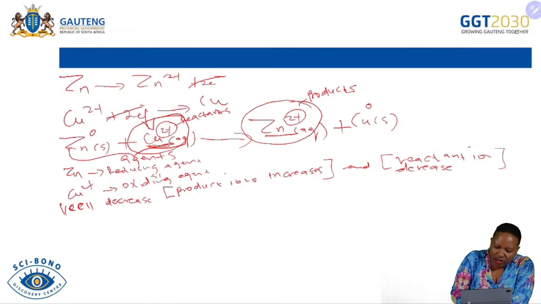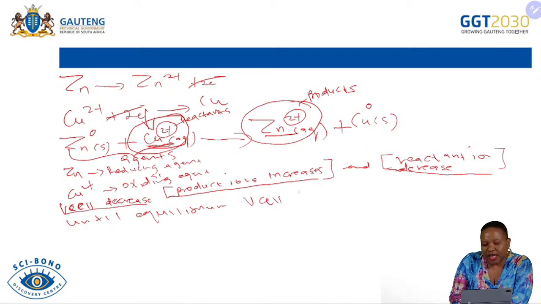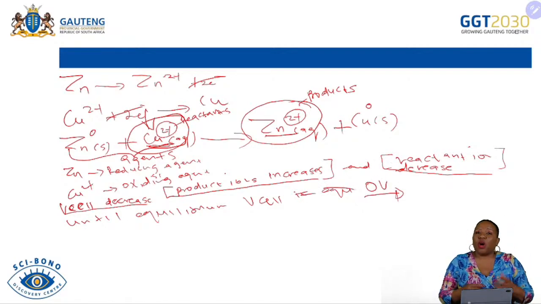So the V cell will decrease as the product ion increases and the reactant ion decreases, until the cell reaches equilibrium, and we say the V cell is now 0. That is exactly what happens to this cell when it's in operation. The V cell is in equilibrium, equal to 0 volts, and then we know that now our battery is flat.